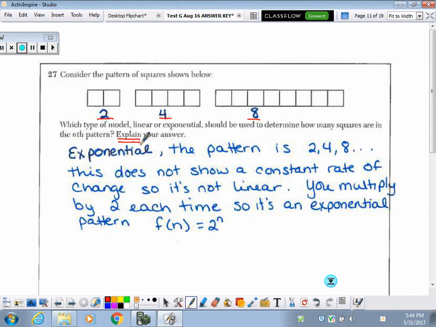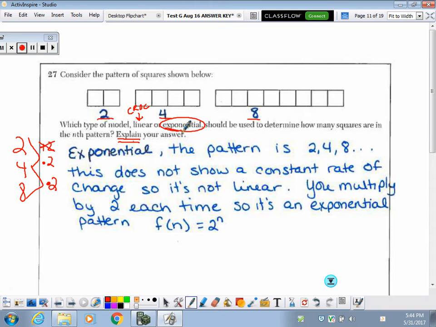Well, we know that a linear function changes with a constant rate of change by continually adding the same number. So here we're going from 2 to 4 to 8. So here you might think, oh, we're adding 2, or we could be multiplying by 2. Then from 4 to 8, we see, well, that's multiplication by 2. So adding 2 each time is not going to work, which means it's going to be an exponential function where we continually multiply. And that's what we need to explain.